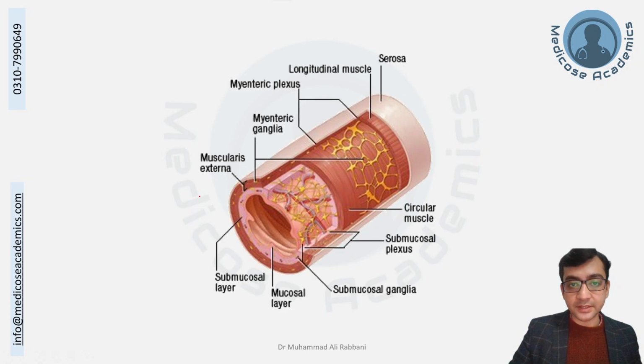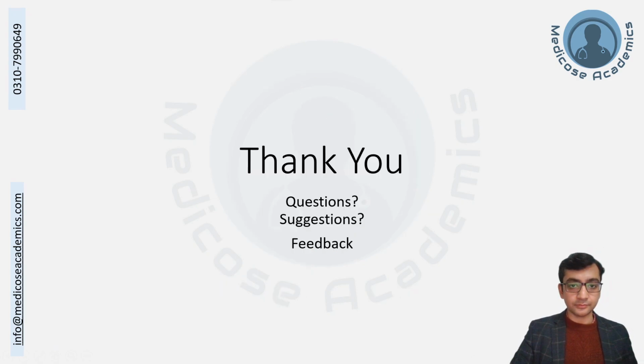So that is the one that is present in the submucosa, that is the submucosal plexus, and the one present in between the muscle layers, that is the myenteric plexus.